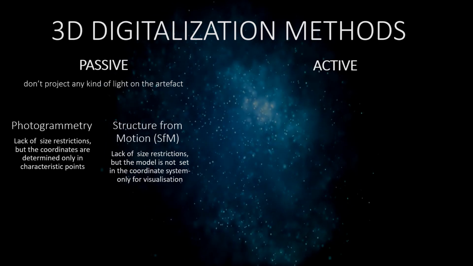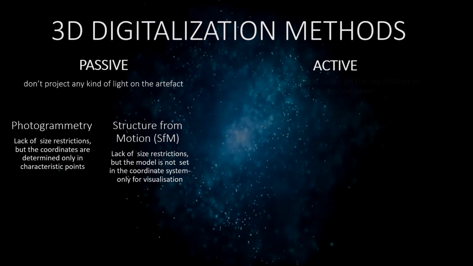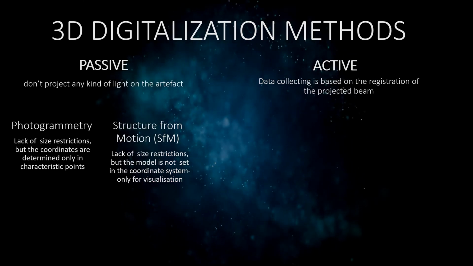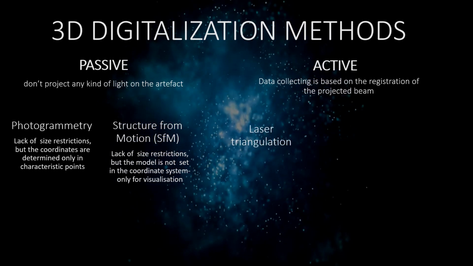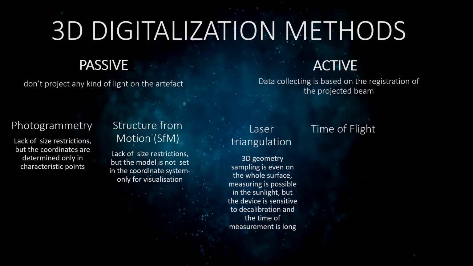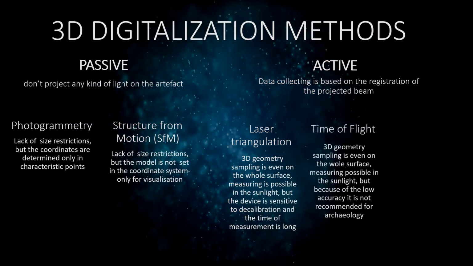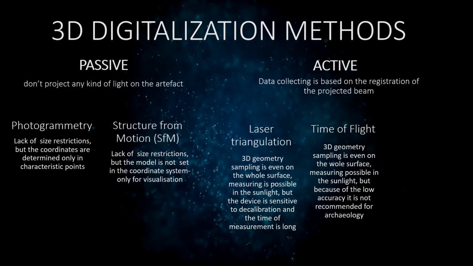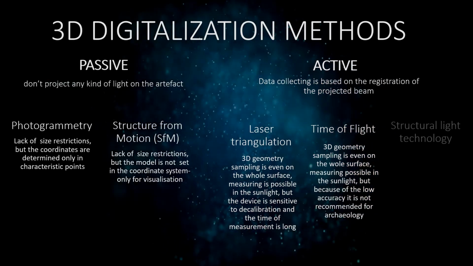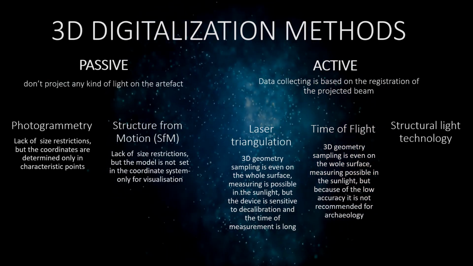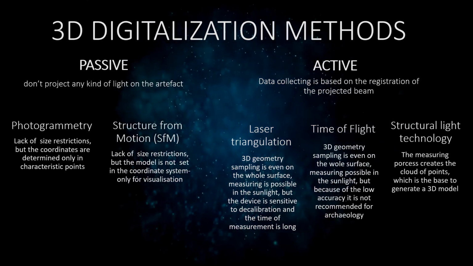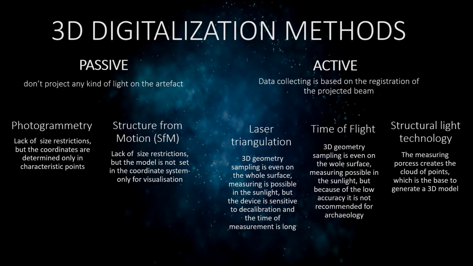The second group of 3D digitalization methods is active, where data collecting is based on the registration of the projected beam. In this group, we can classify laser triangulation, which collects data with the use of the laser beam, time of flight, which registers the time of the laser beam flight and because of the low accuracy is recommended for documentation of bigger objects, and scanning with structural light, which we learned about today, the most accurate of all of the methods, that is based on the projection of the fringes and is perfect for archaeological documentation.